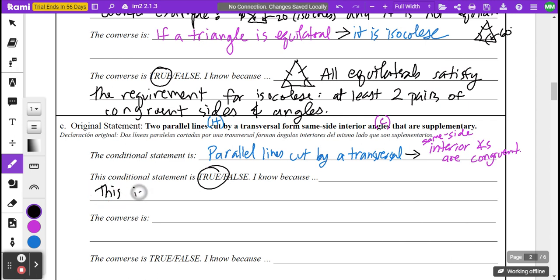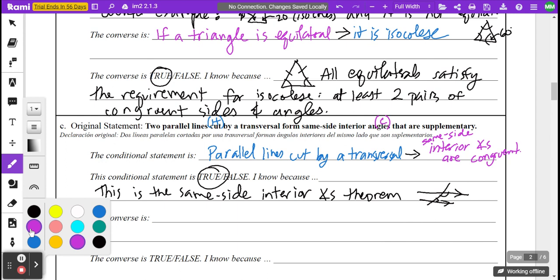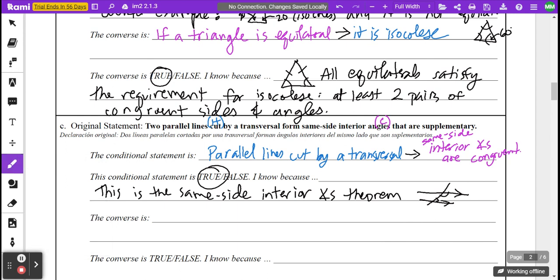This is the same side interior angles theorem. As a visual reminder, it is this one. Let's write the converse. We have to switch the hypothesis and conclusion. So for the converse, we start with same side interior angles are congruent.